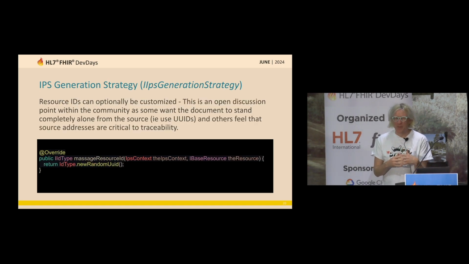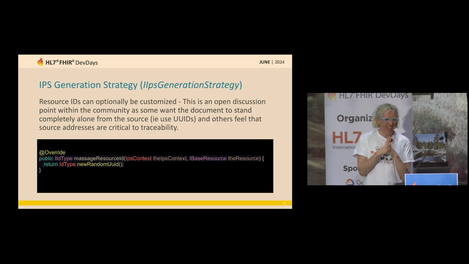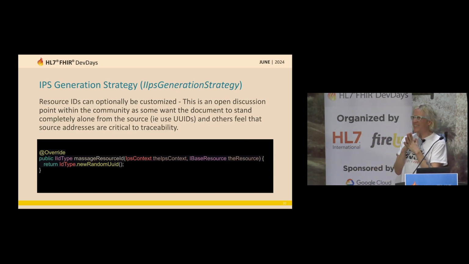This is kind of an interesting one. We've got this method called massage resource ID that allows you, if you want, to manipulate the IDs of the resources that you're putting into the bundle. I highlight this one. There's actually a bunch more little tweaky things like that in there that you can modify if you want. I'm not going to go through every last one of them, but I think this one is really interesting because it's contentious. There is a bunch of debate within circles of people implementing software for IPS around IDs of resources within the bundle.